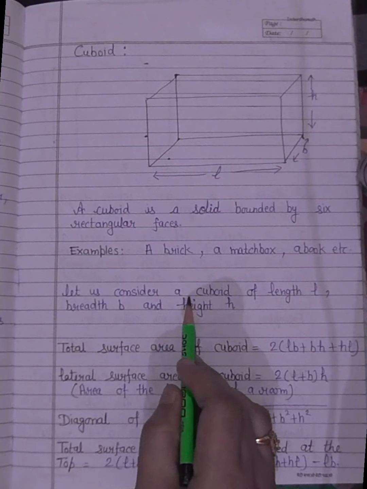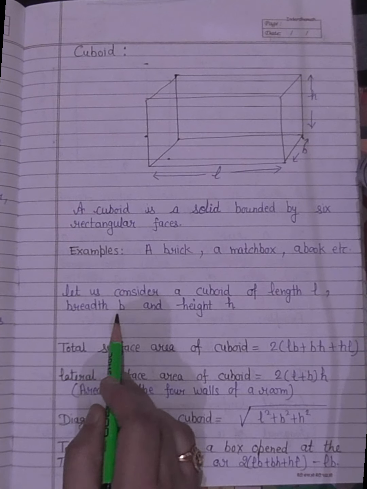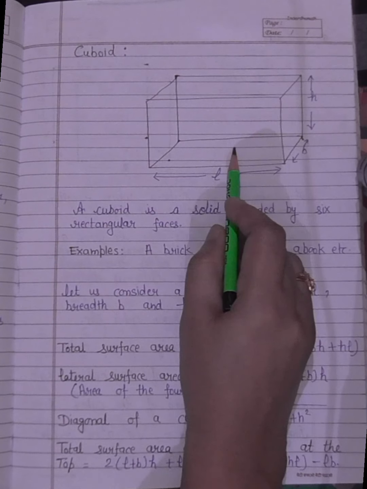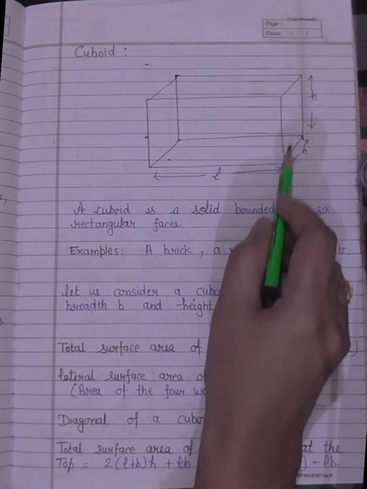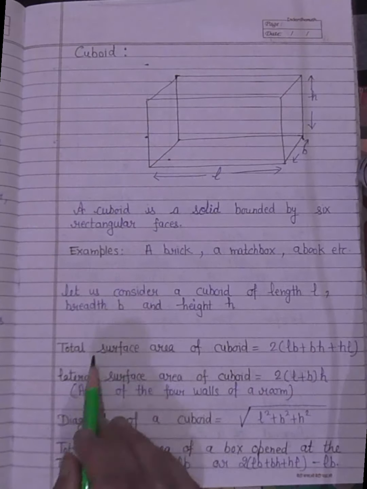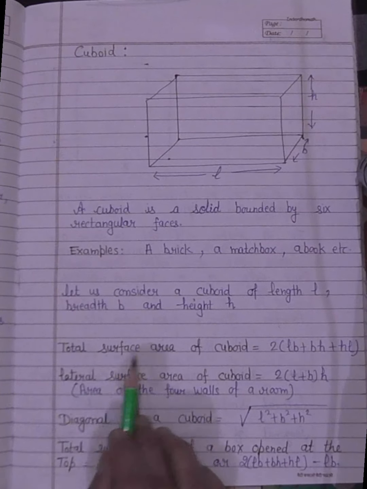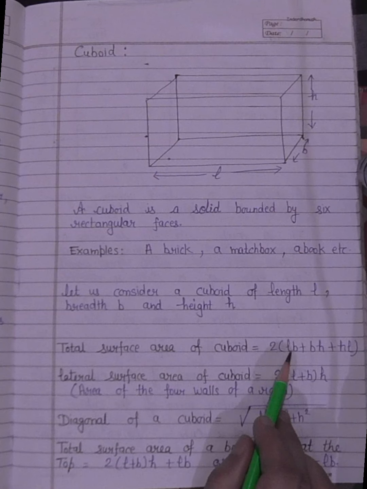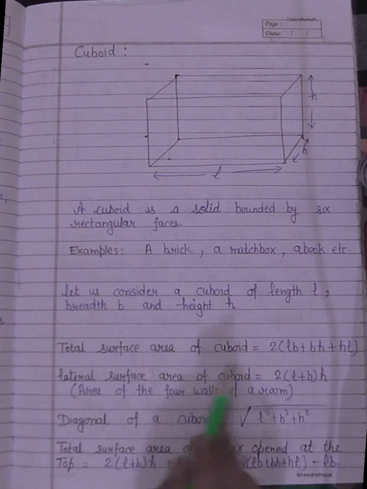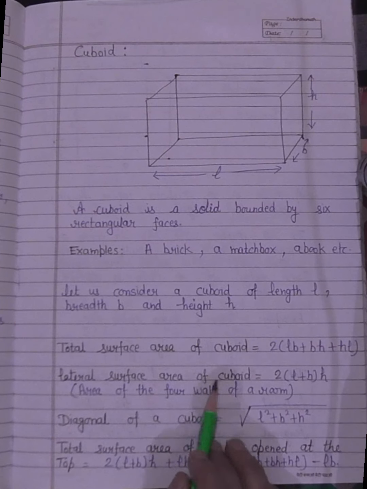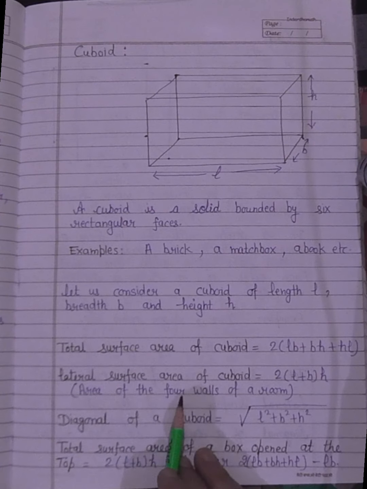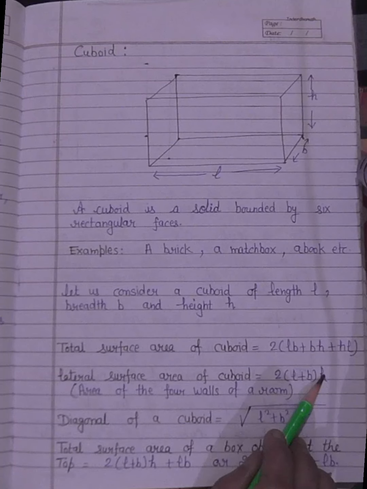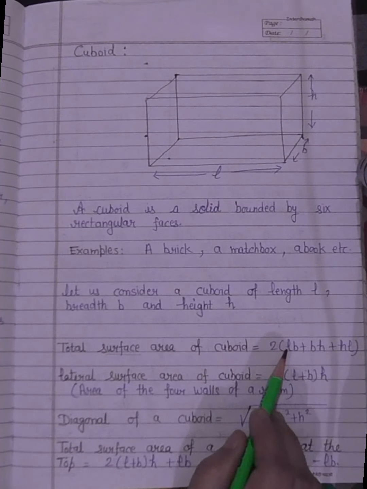Let us consider a cuboid of length L, breadth B and height H. Here I have made a figure of cuboid. Here this is length, this is breadth and this is height. The first topic we will do is the total surface area of the cuboid. That is equal to 2 into in bracket LB plus BH plus HL, and the lateral surface area of cuboid, that is also called the area of the 4 walls of a room, that is equal to 2 into L plus B into H. How are these areas equal to this?